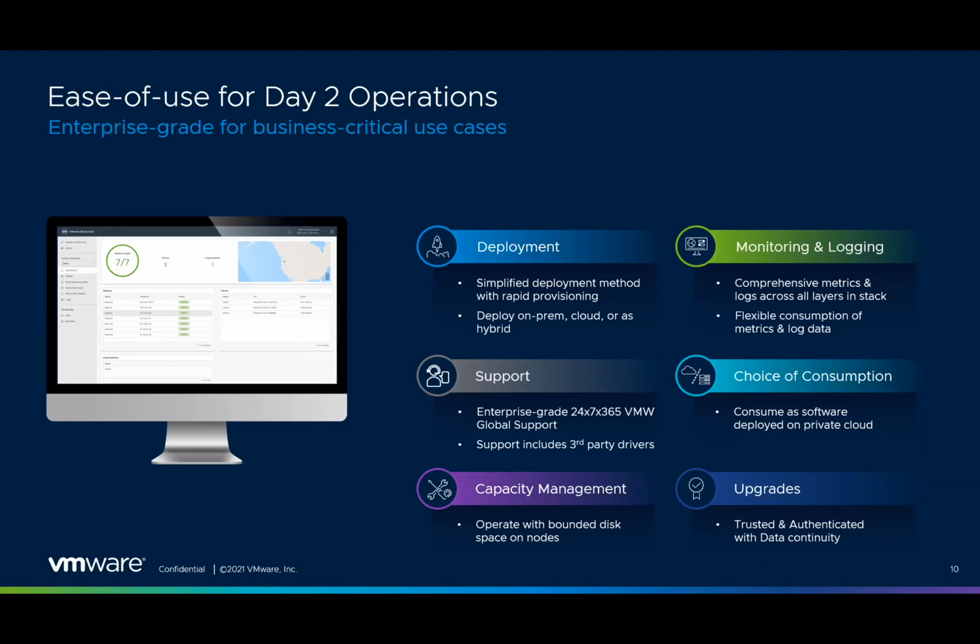Similarly with upgrades, rolling upgrades don't work for blockchain. The entire network needs to be upgraded while maintaining consensus. VMware Blockchain does this. With these comprehensive features, we help our customers manage and operate the systems effectively and seamlessly.